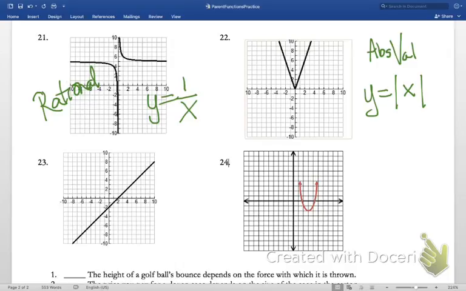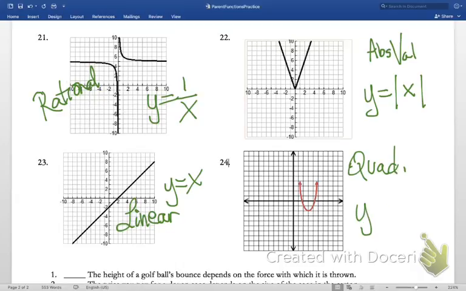23, straight line, super easy one. That's our linear. And remember, the simplest linear is just y equals x. 24 is our U shape again. We know the U shape is a quadratic. And that's y equals x squared.